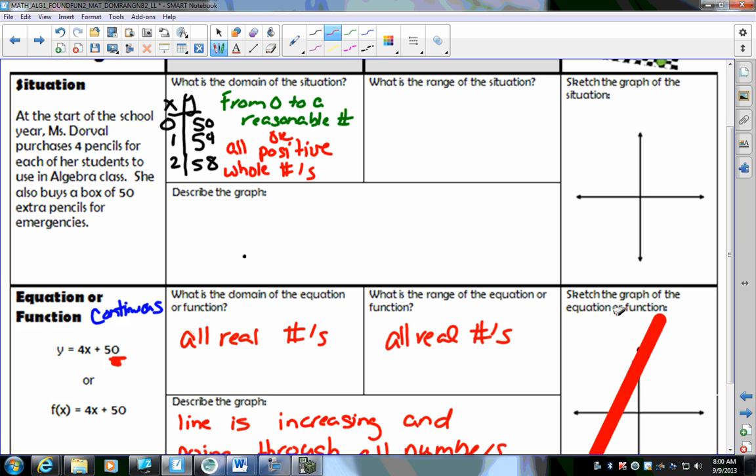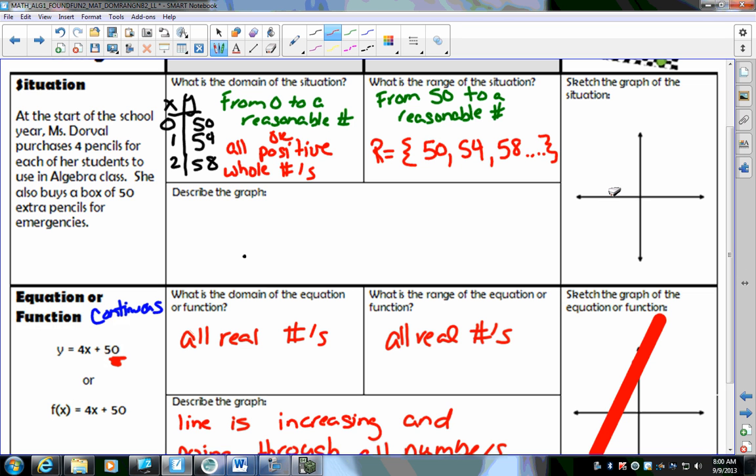Now my range, what does my range start at? From 0, not 0, sorry, you're right, 50, because the first box has 50 pencils. So from 50 to a reasonable number. Another way I could write that is R equals my range. I use set notation: 50, comma, 54, comma, 58, and then sometimes you just put dot, dot, dot because it goes on forever, or goes on into a reasonable amount.